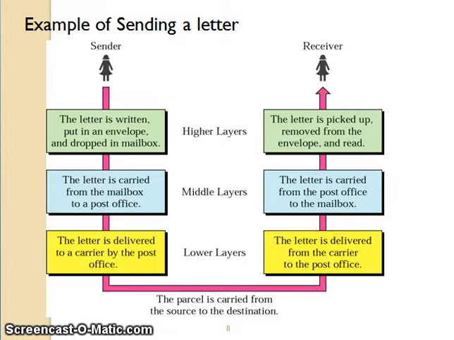Here is one simple example of sending a letter. The process of sending a letter from a sender to a receiver takes several steps. The letter is written by the sender, put in an envelope, and dropped in the mailbox. This letter is taken from the mailbox to the post office, and the letter is delivered to a carrier by the post office. On the receiver side, again the letter is delivered from the carrier to the post office, and then carried from the post office to the mailbox, and finally the receiver receives the letter, removes the envelope and reads the message. So it's an example of the OSI layers.